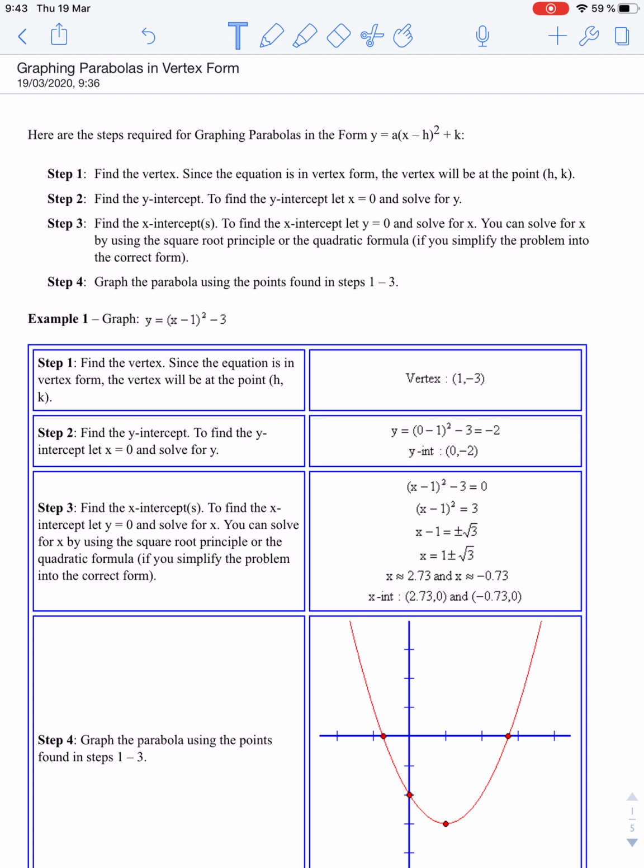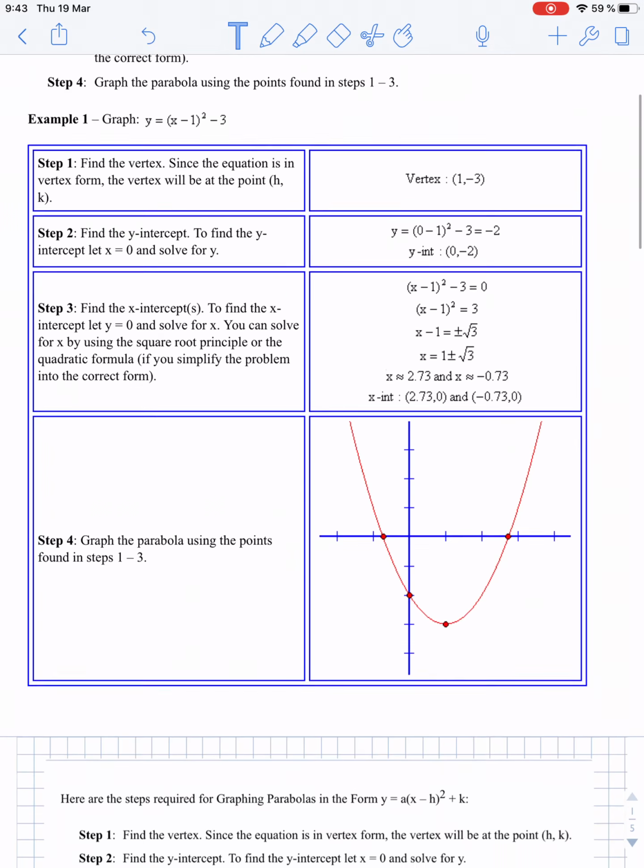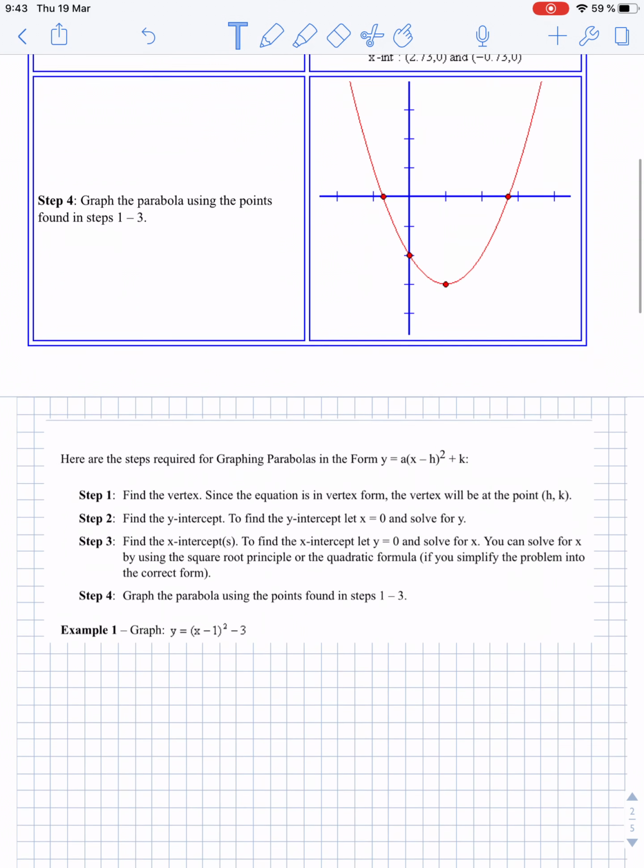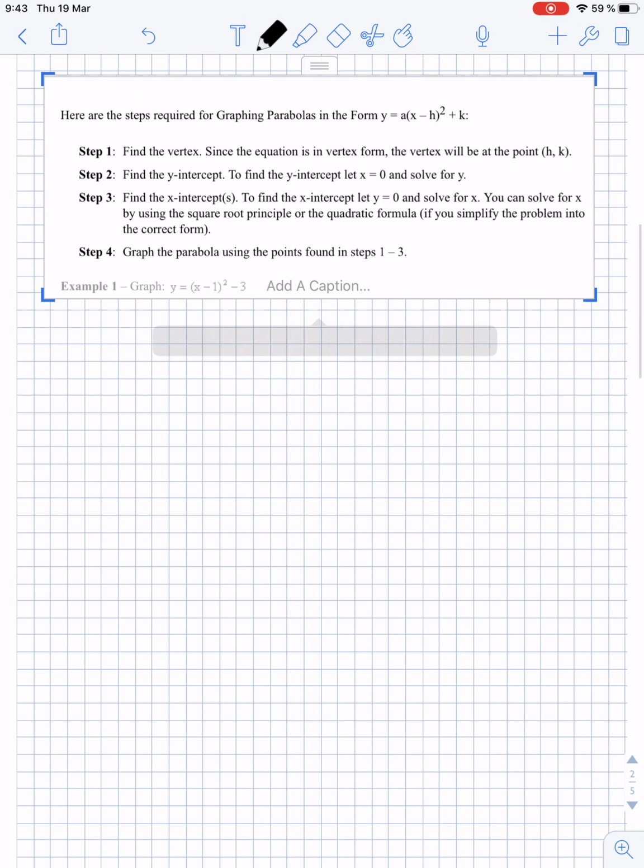Today I'm going to explain how to graph parabolas in the form y equals a(x minus h) squared plus k. In our previous lesson, we learned how to find the vertex given an algebraic expression. Today we are going to learn how to graph based on this specific form. Now I'm going to explain step by step the information you have on the website, and based on this, I'm going to solve the example.